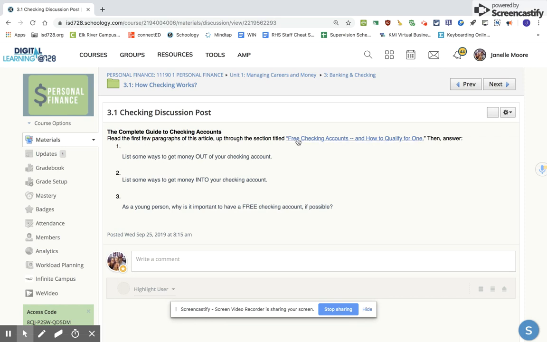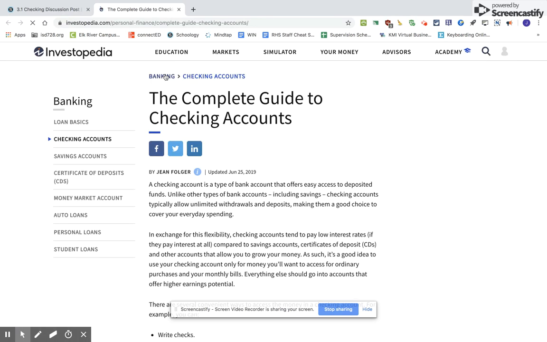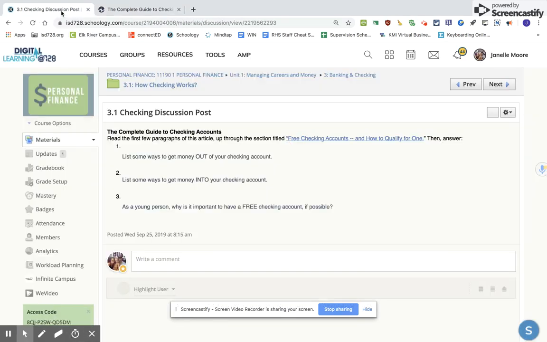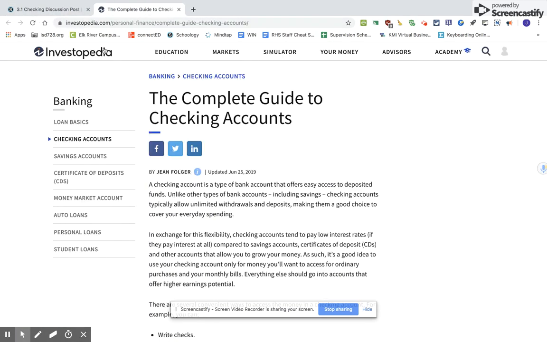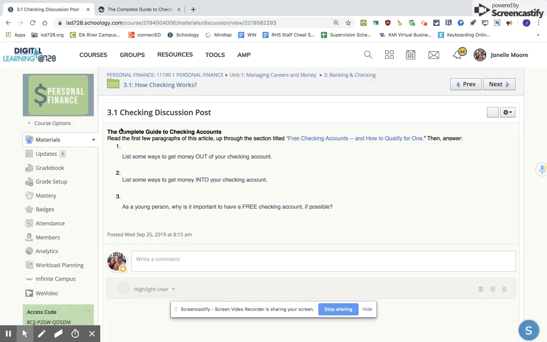There is an article to open up. Read the first few paragraphs. You don't need to read all of it, but you can go ahead and go into this checking account, my favorite website, Investopedia, but go through and figure out a few things about it, and then list some ways to get your money out of the checking account, list ways that you can put it back into there, and then why is it important to have a free checking account. So go through, answer those questions.